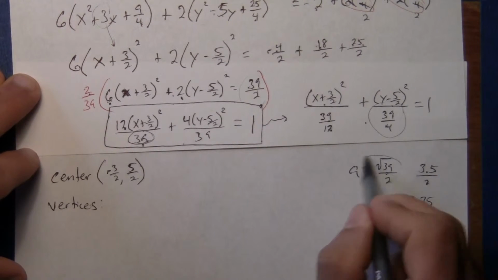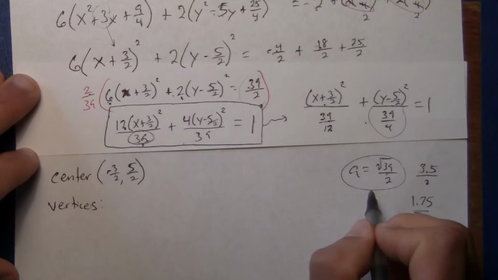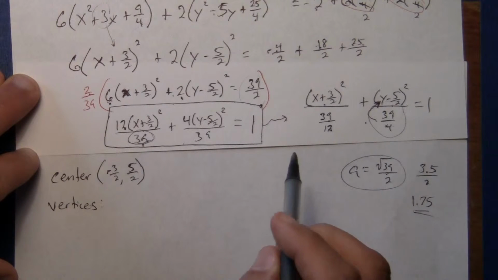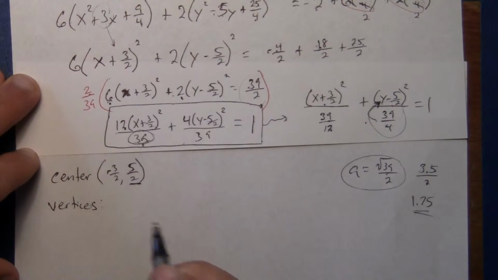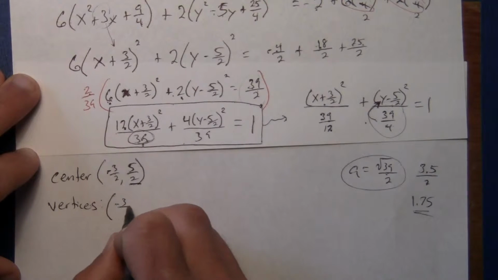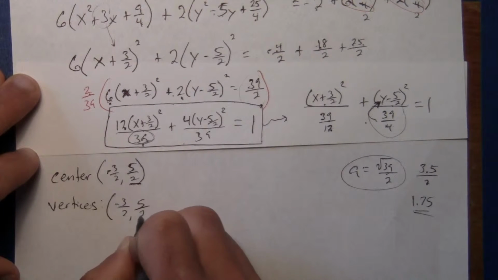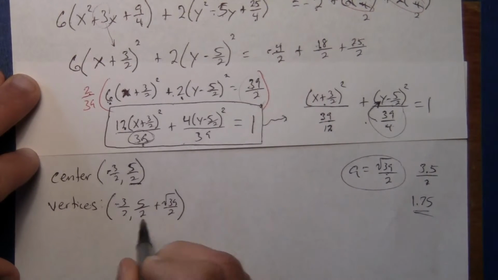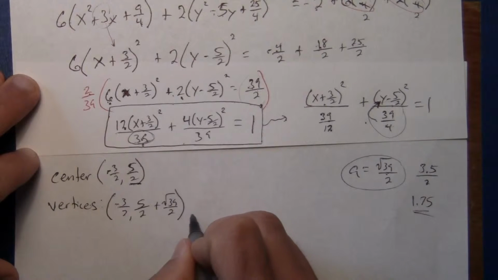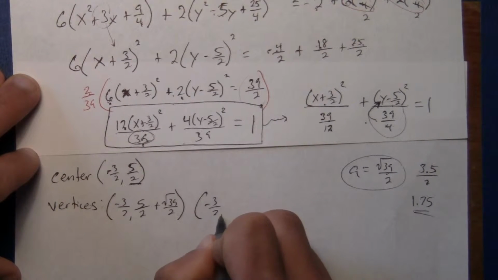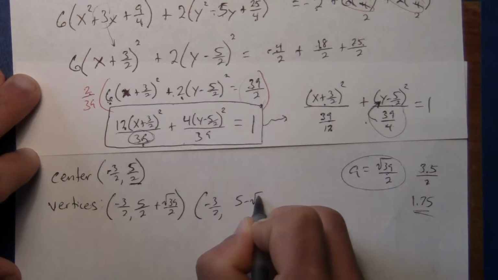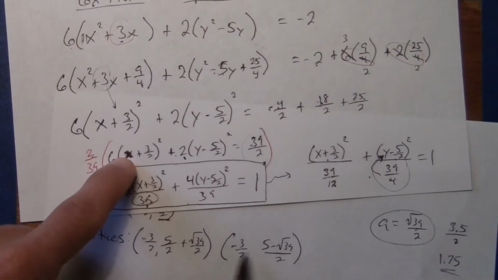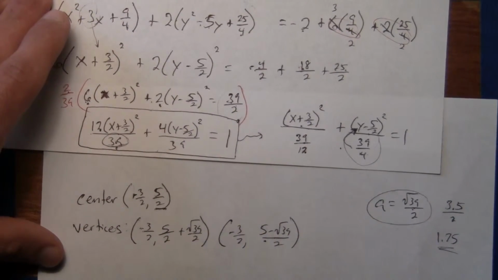In terms of giving the vertices, I would actually use that number. So remember that number was underneath y, so I need to add and subtract that number from the y value. So one vertex I'm going to give is (-3/2, 5/2 + √39/2). And you can obviously say that it's (5 + √39)/2. And then the other one would be (-3/2, (5 - √39)/2). And so you can write it either way, whichever one you prefer. But you do need both of those.